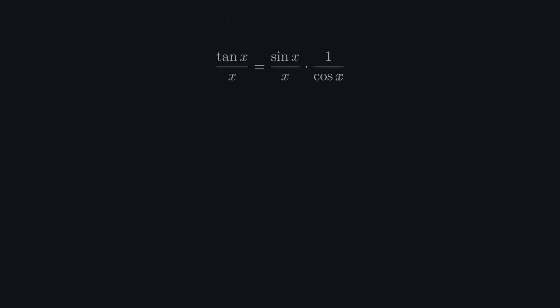The limit of the tangent function follows easily from the same sine limit. We write tan x over x equals sine x over x multiplied by 1 over cosine x. As x tends to 0, the first factor sine x over x tends to 1 by our theorem. And the second factor, 1 over cosine x, also tends to 1 because cosine 0 equals 1 and cosine is continuous. The product of these limits is 1. So the limit as x approaches 0 of tan x over x equals 1.